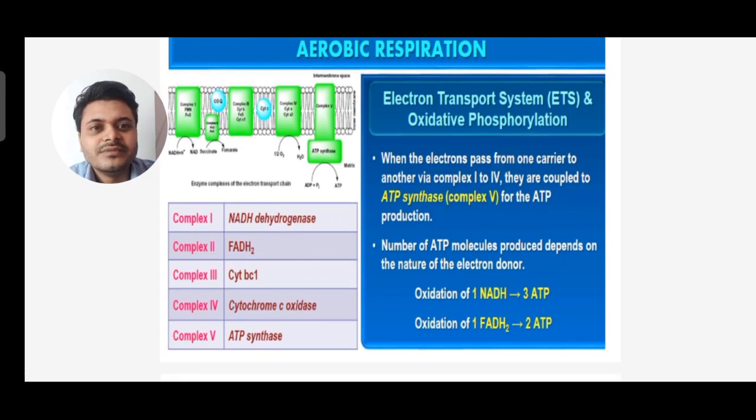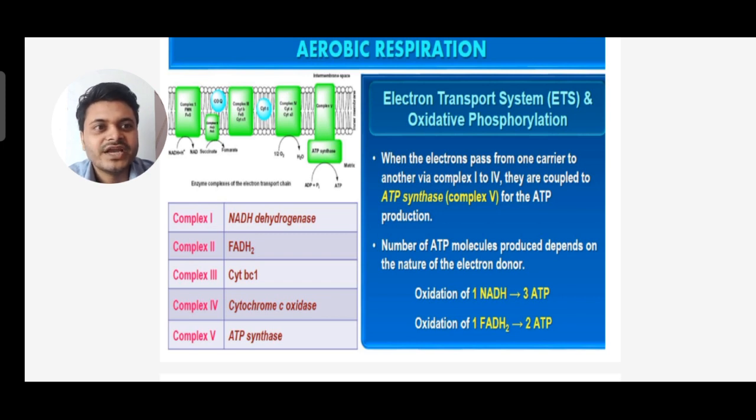You can see the names of the different complexes are given: complex 1, complex 2, complex 3, complex 4 and complex 5. In complex 1 there is NADH dehydrogenase. In complex 2 there is FADH2. In complex 3 it is cytochrome BC1. In complex 4 it is cytochrome C oxidase, and in complex 5 it is ATP synthase. When the electrons pass from one carrier to another via complex 1, 2, 3, 4, they are coupled to ATP synthase, that is complex 5, for ATP production.